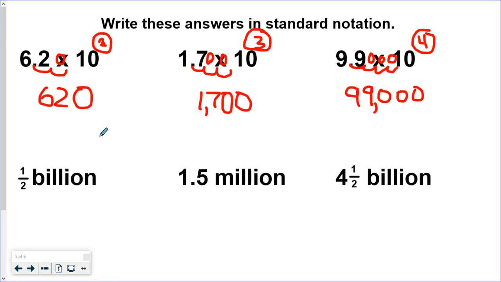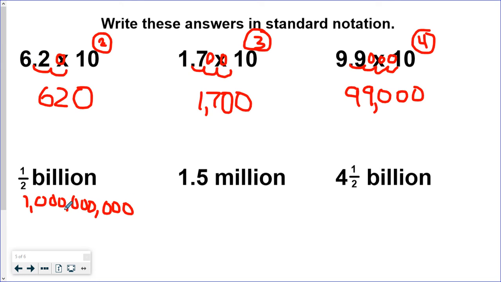Now, sometimes you'll see numbers that are written in letter word form, and we have to write these in standard notation. So, for example, I have 500 million. If I was going to write 1 billion, I'd write a 1 with 9 zeros behind it. 1, 2, 3, 4, 5, 6, 7, 8, 9.